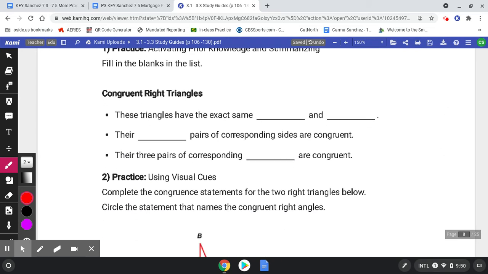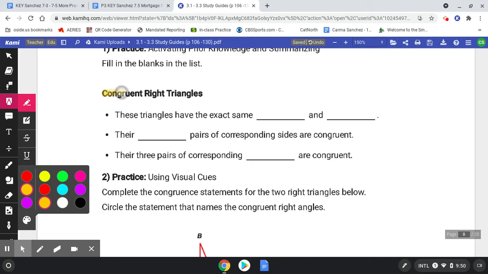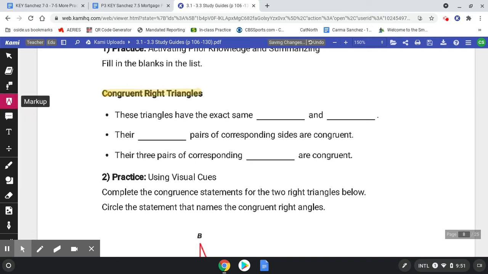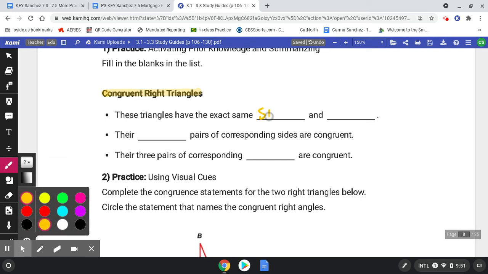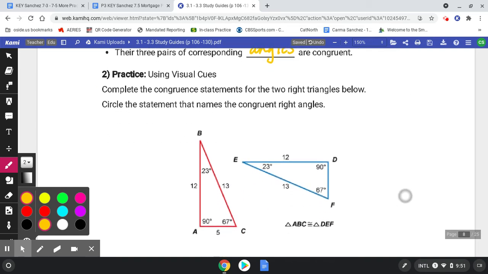So congruent right triangles. These triangles have the exact same size and shape. We know this from the definition of congruence, and that their three pairs of corresponding sides are congruent. Their three pairs of corresponding angles are also congruent. This applies to both regular triangles and right triangles when we're talking about their congruence. Okay, let's go down and look at an image here.